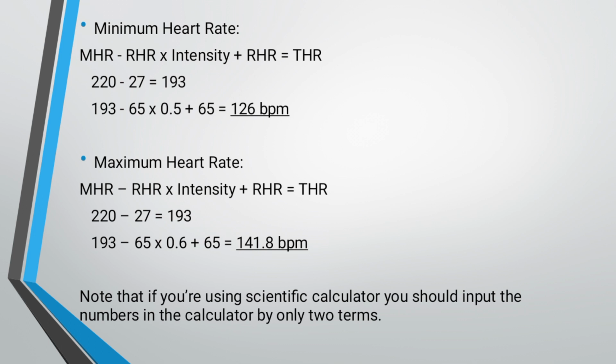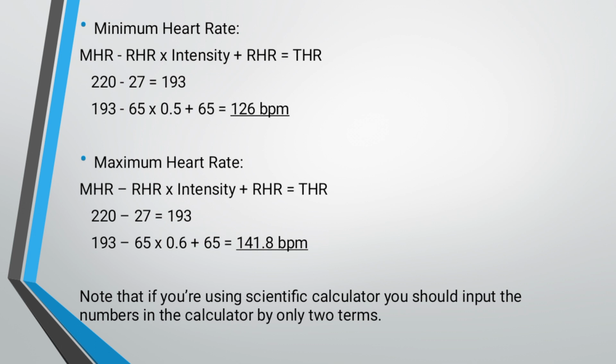Maximum heart rate minus resting heart rate times intensity plus resting heart rate again. 220 minus 27 is equal to 193. So as you can see, the only difference of the two is the intensity, which is the minimum and the maximum. The maximum intensity is 60%, so we have to move the decimal to the left by 2. So 0.6.